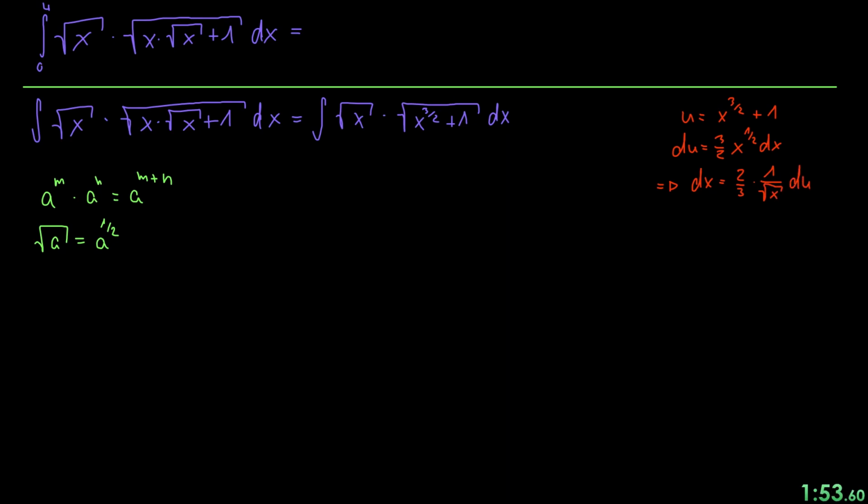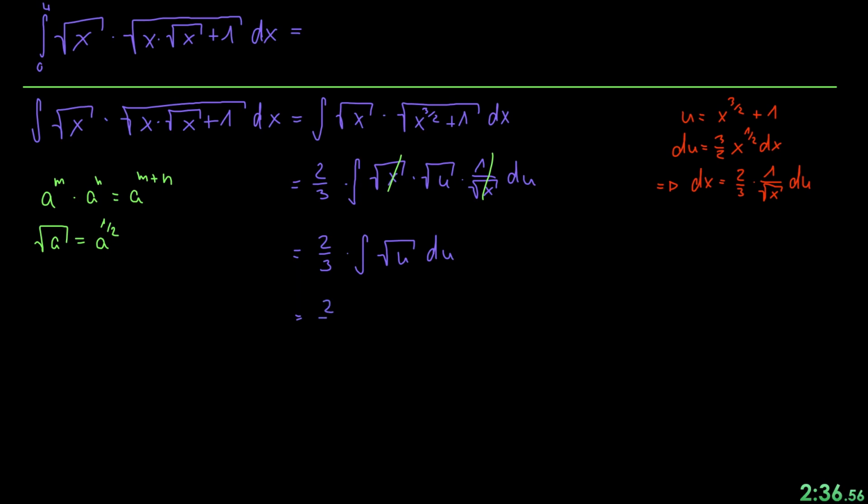Okay, let's plug it in, and we end up with, let's put the 2 over 3 right into the front, times the integral of the square root of x times the square root of u times 1 over the square root of x du. Now we can see the square root of x and 1 over the square root of x cancel each other out. We end up with 2 over 3 times the integral of the square root of u du, and this is simply 2 over 3 times 2 over 3 times u to the power of 3 halves.